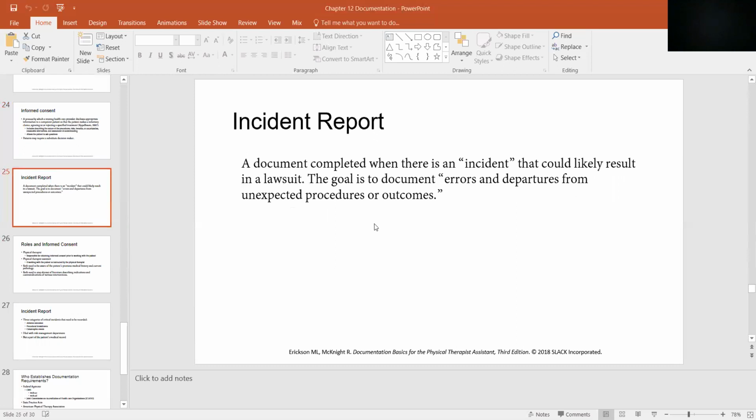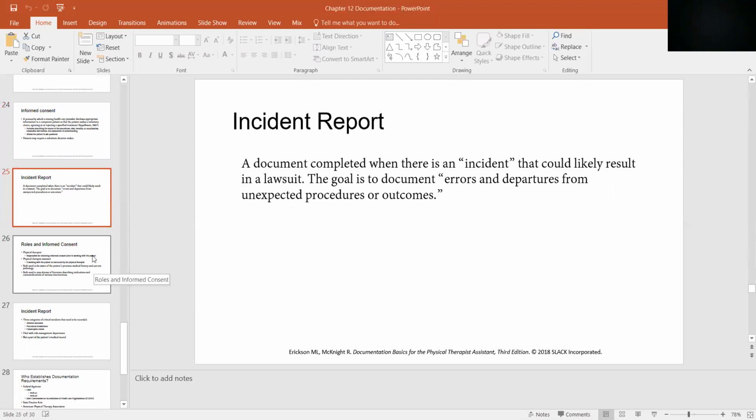An incident report, hopefully you never have to fill this out, but there's a good chance that you possibly could. So it's a document completed when there's an incident that could likely result in a lawsuit. The goal is to document errors and departures from expected procedures or outcomes.